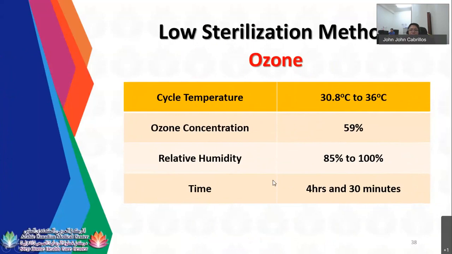So the cycle temperature of ozone is 30.8 degrees Celsius to 36 degrees Celsius. The ozone concentration is 59%. The humidity is 85% to 100%. The time is longer, which is 4 hours and 30 minutes.